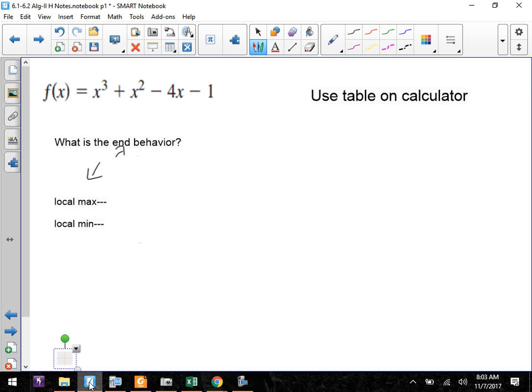Anyway, so our constant, our digit at the end, the one without a variable, represents the y-intercept. So we know that the y-intercept does that. We know our tails are down and our tails are up. What goes on in the middle is dependent upon what the table says.